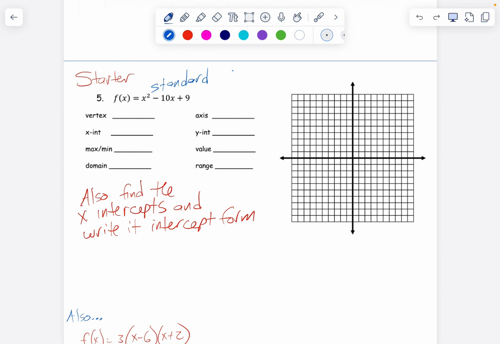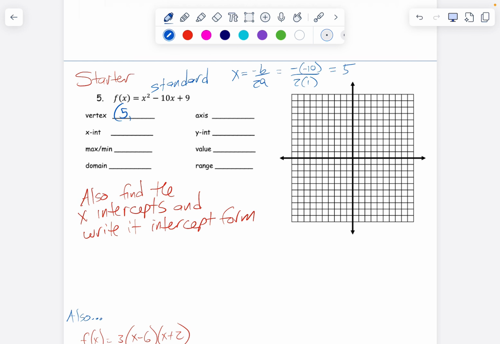Here's what I mean. On your note card, it should say negative b over 2a for your vertex, for your x coordinate. So label it x coordinate of your vertex. What is b? Well, it's negative 10. So this is really negative 10, and then a is 1. And so the x coordinate is 5. We can go put that in our vertex right now.